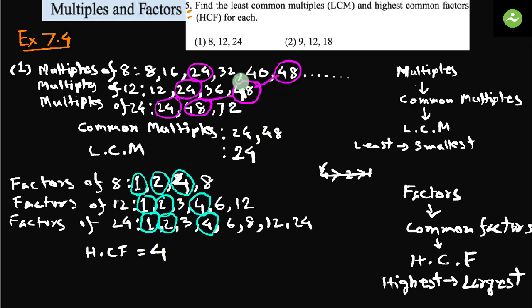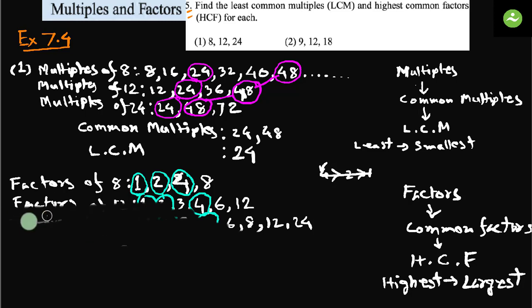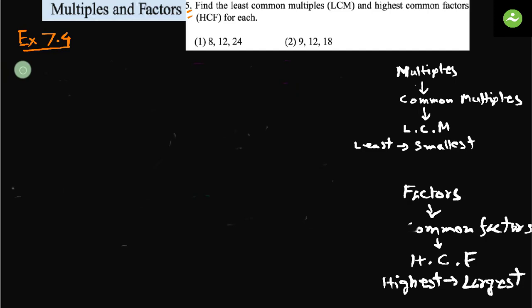So it is done, number 1. Now let us do number 2. Actually, there is not much space left here to write the answer to question number 2. So let us remove these and erase the writings, and then we will write here. Just we are making space for number 2. So let us start number 2: 9, 12 and 18.